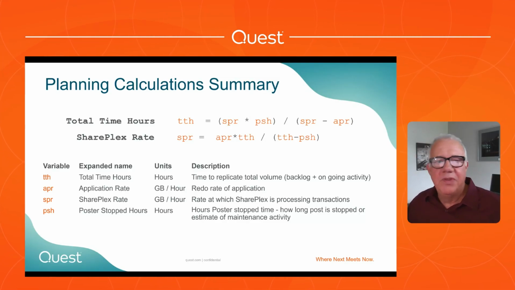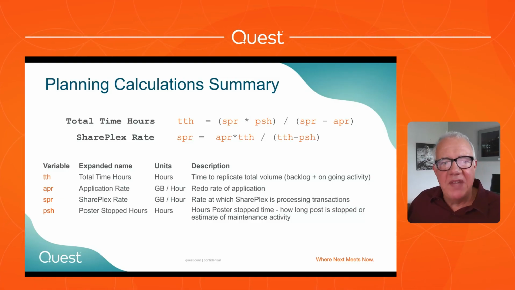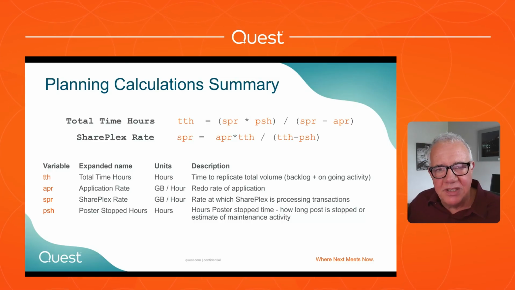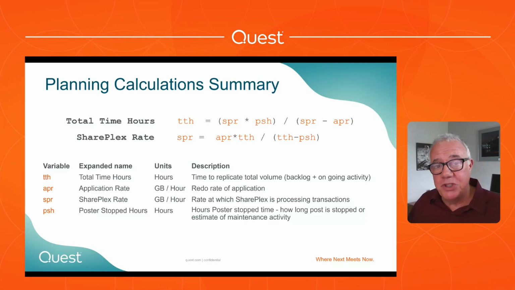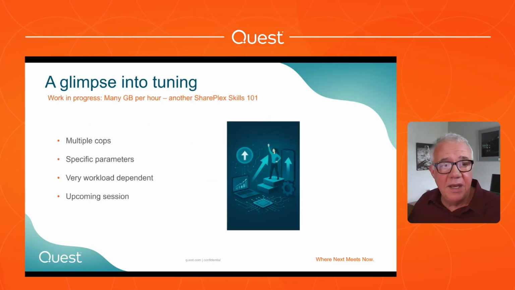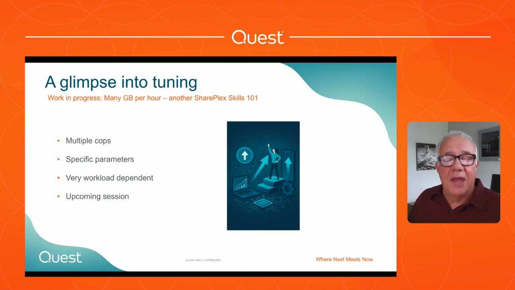If, however, you're very concerned that you have to fit into a certain time frame, so your TTH has to be 2 hours, then you may need to increase your SharePlex rate, and now you can solve for the rate to be able to achieve that. Now, how do you do that? You make replication run faster.